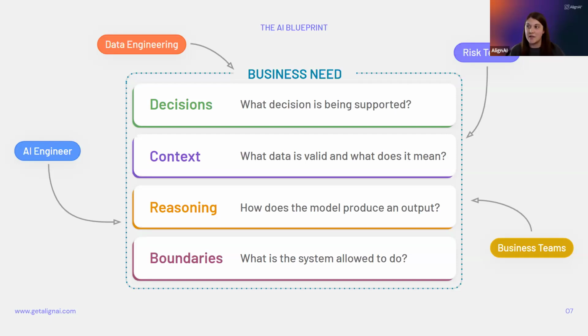Down below, we have context. So again, what data is valid? What does it mean? Is it applicable for how we're using it? And if anybody here is in data stewardship or curating data, you'll know how hard this is.